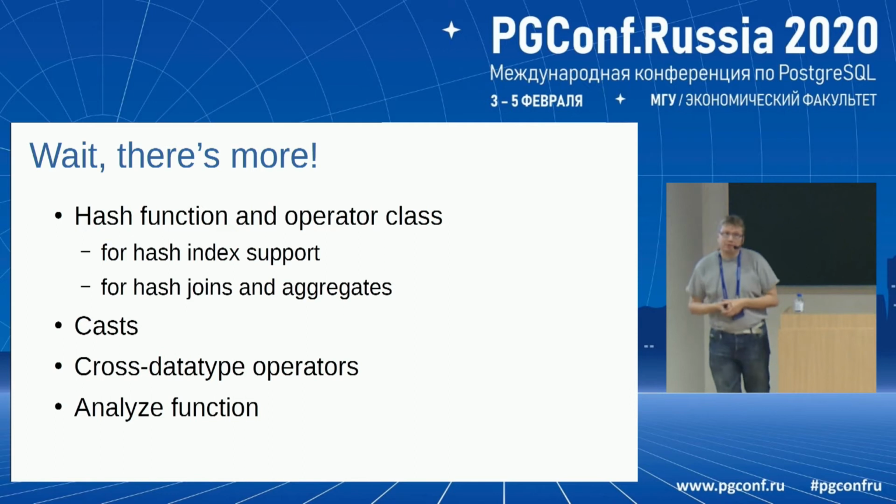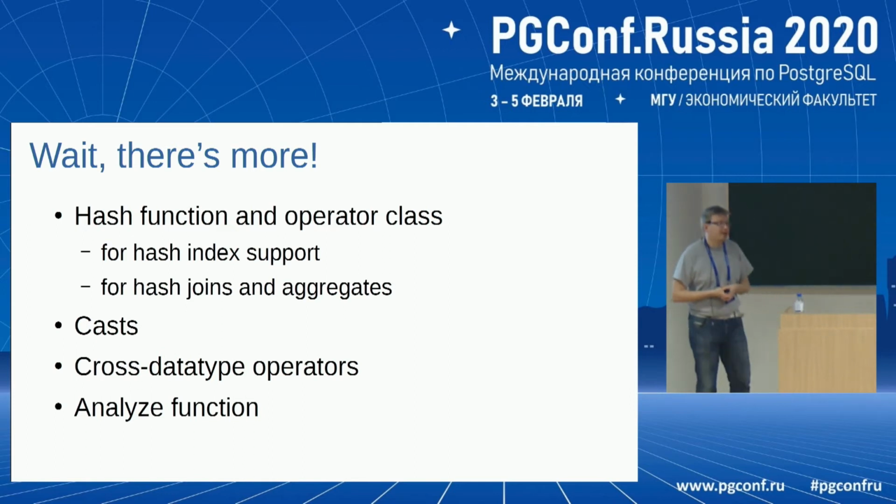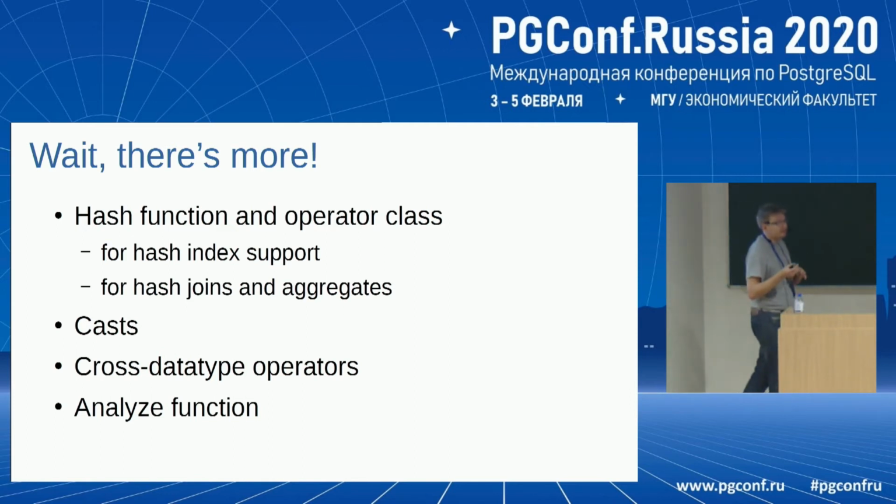Of course, you can create your own casts. So if you wanted to be able to cast between colors and integers or something, you can use the create cast command. You could create cross data type operators. So if you want to directly compare colors and integers, you could create equality between the different data types.